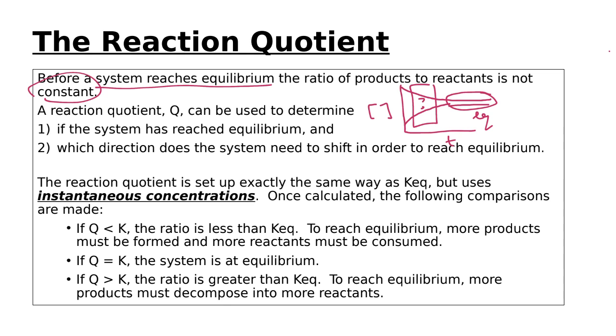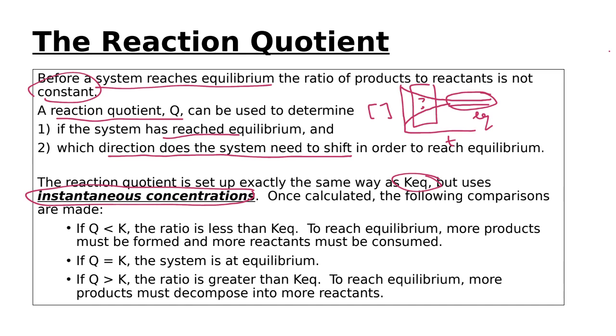So in order to do that, we need something called the reaction quotient. And we use this to determine if the system has already reached equilibrium. It will tell us whether it has or it hasn't. And if it hasn't, then which direction will the system shift in order to reach equilibrium? So does it need to make more reactants to reach equilibrium, or does it need to make more products? So the reaction quotient is very, very similar to the KEQ. It is set up exactly the same way mathematically as the KEQ, but the difference is it uses instantaneous concentration.